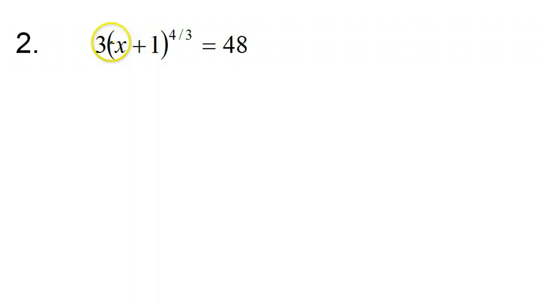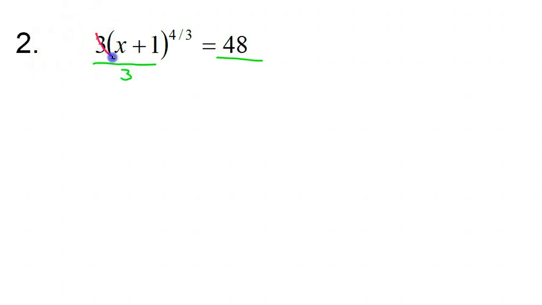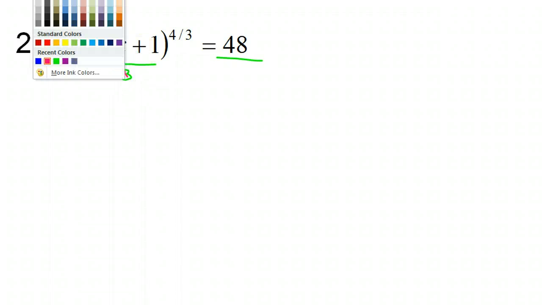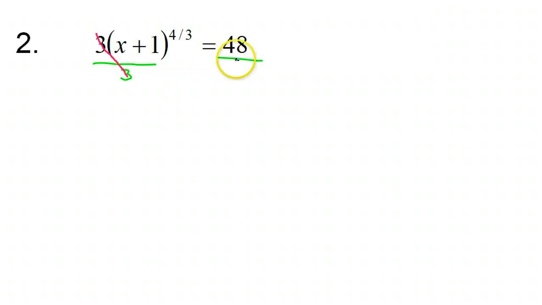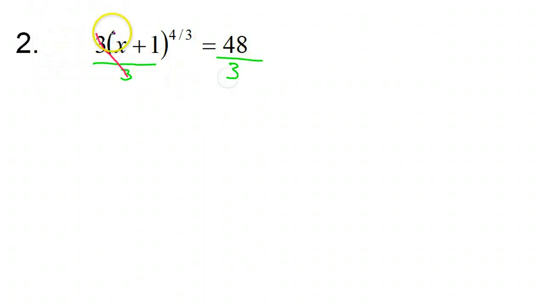Alright, take a look at number 2. You cannot distribute the 3 because we have this exponent here. So instead, we have to get rid of the 3 using division. So we need to divide both sides of the equation by 3. That way, hopefully you'll see that these 3's will cancel each other out. And, oh wait, I forgot to do the 3 over here. Silly Burton.